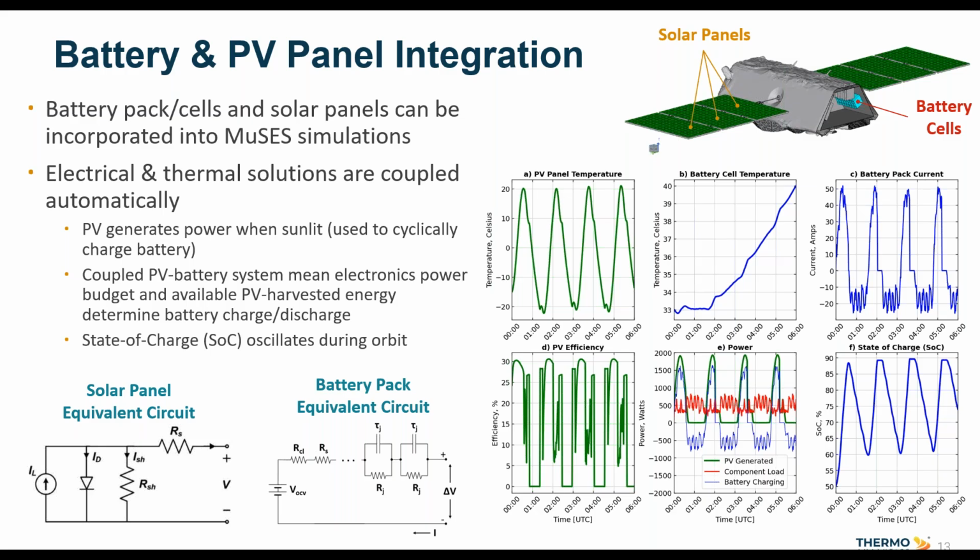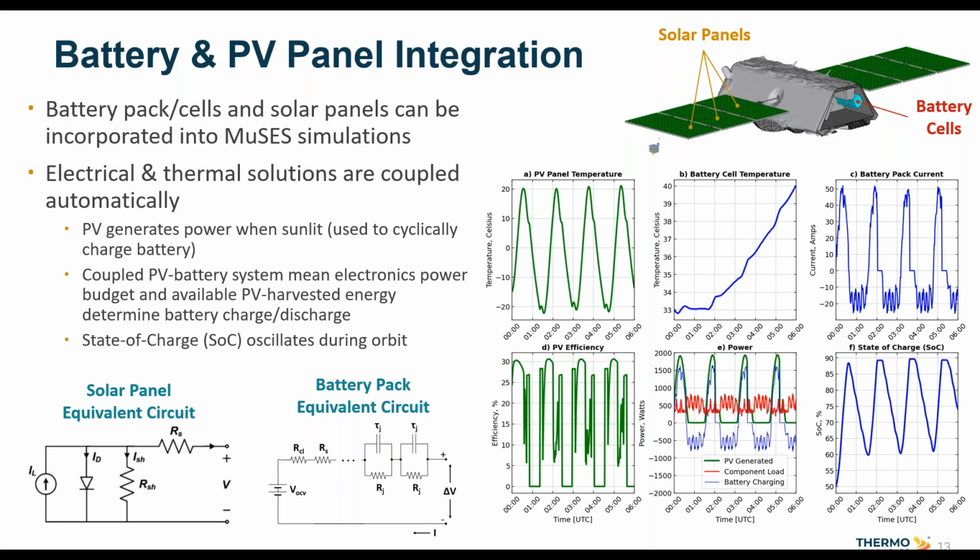But as I mentioned, we can integrate multi-cell battery packs and solar panels into MuSES simulations. And we do that by coupling the electrical and thermal solutions automatically. And this is done because the electrical and thermal parts of the problem are dependent on one another. And so we simulate them together to make sure we accurately capture that interdependence.